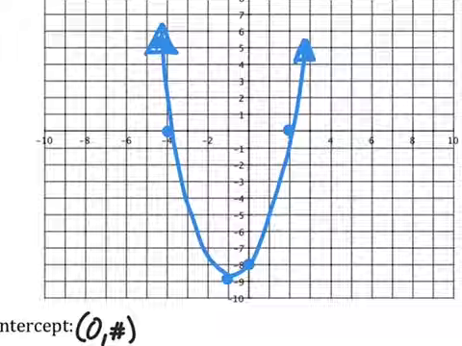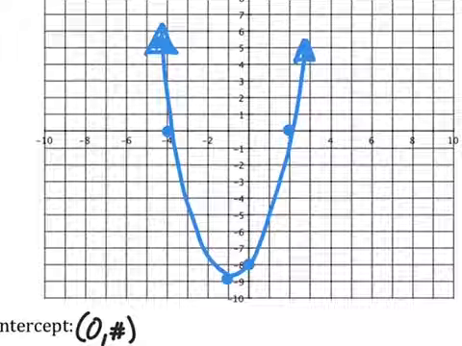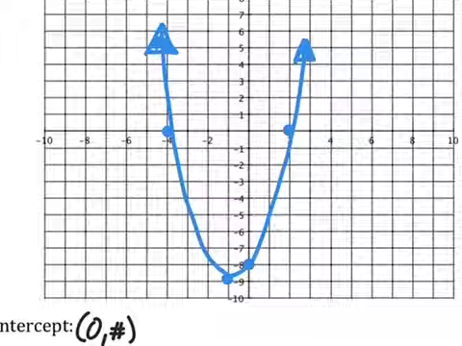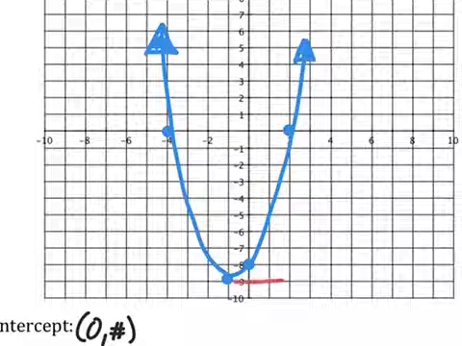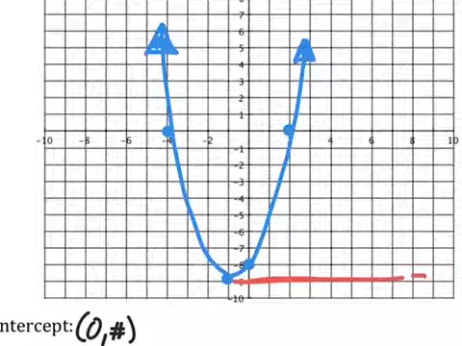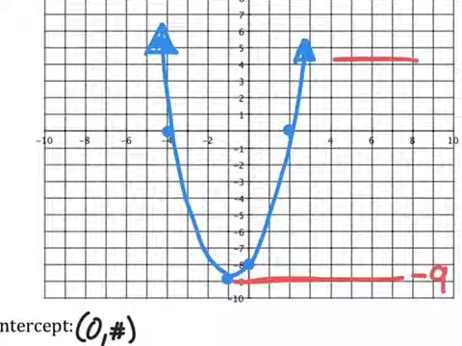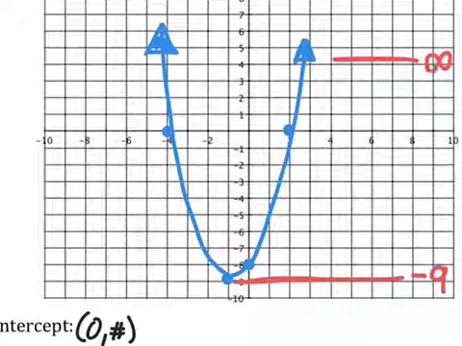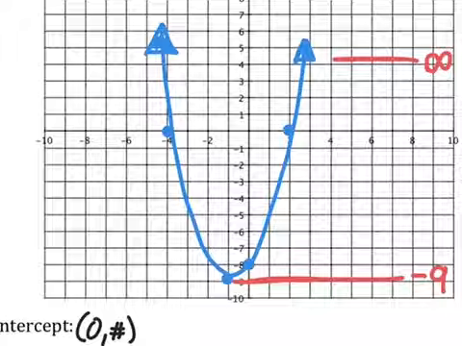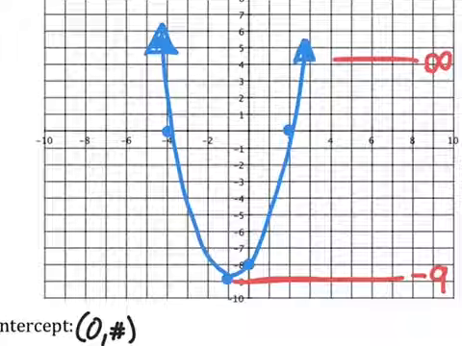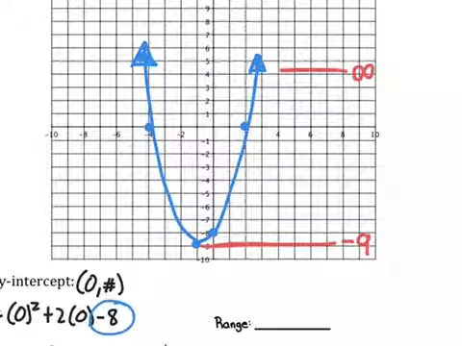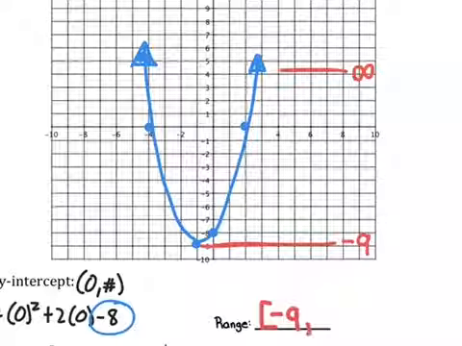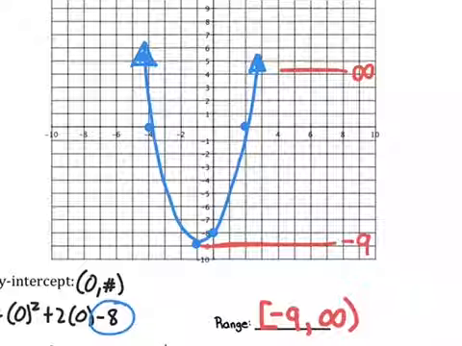Alright, so let's go ahead and figure out what the range is. Our range is always going to be our lowest y value to our highest y value. So our lowest y value is negative 9. Our highest y value is infinity. So our range will be negative 9 to infinity. Just make sure that when you're writing your range, you're using your bracket because negative 9 is included in the range of this graph. And then we're going all the way up to infinity.